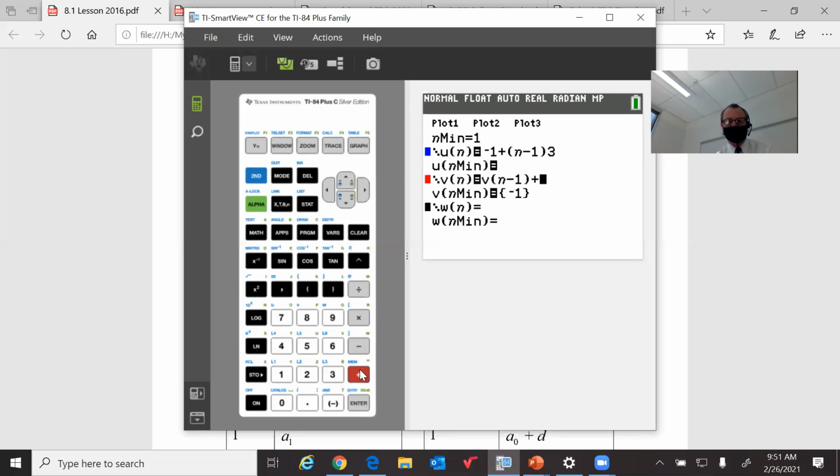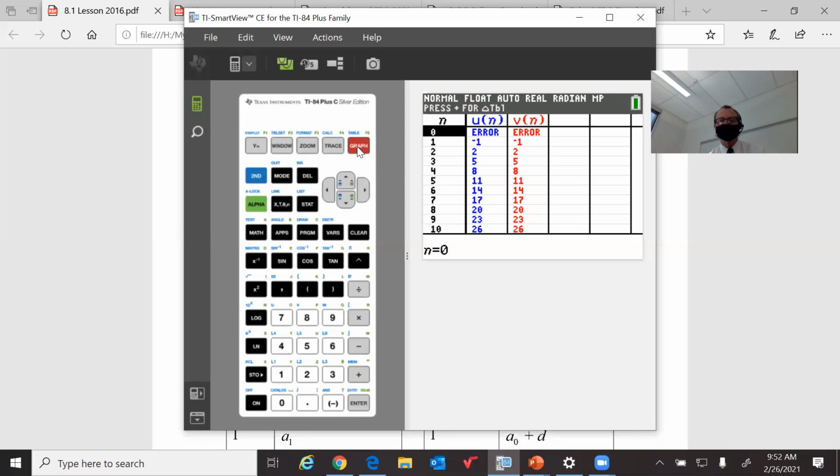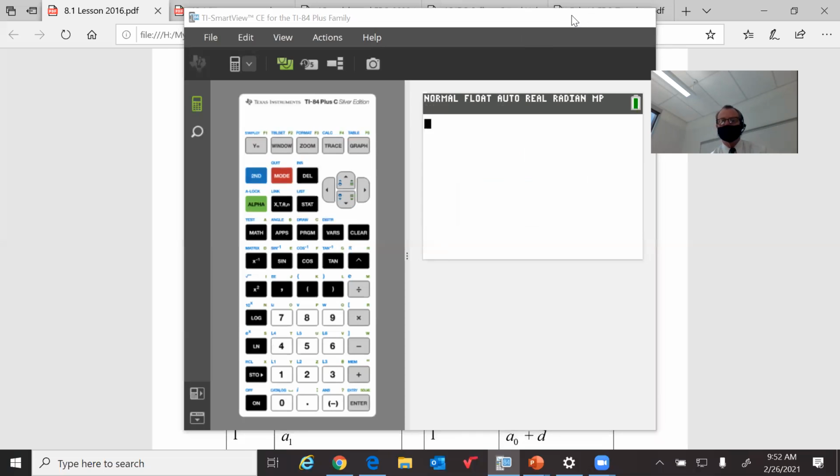Now I'm not multiplying by the constant difference. I'm adding the constant difference, because I'm saying go to the term above it and add 3 to it. Second graph, the t-charts are the same. Okay? So that is a summary of what we did yesterday.